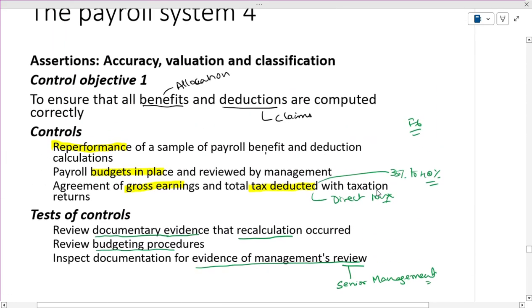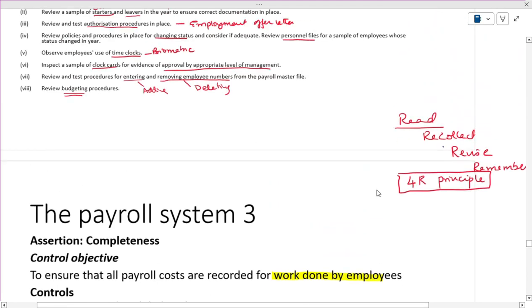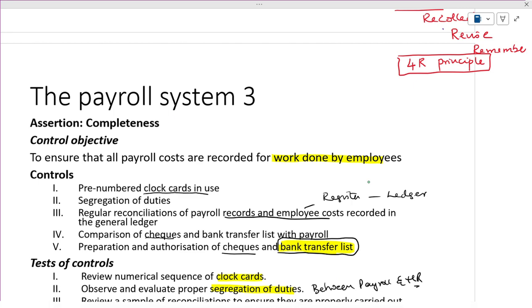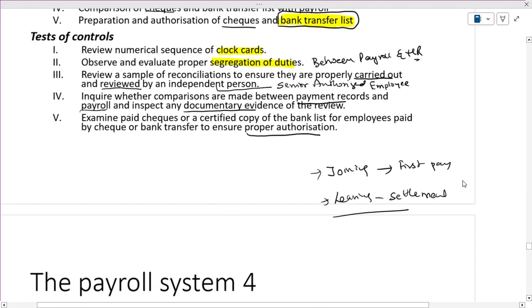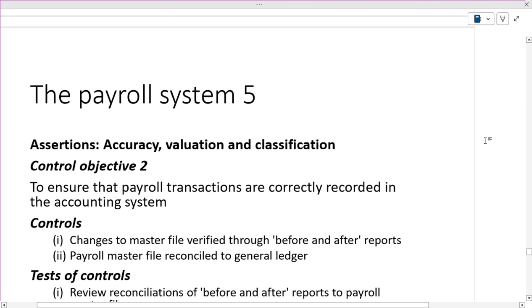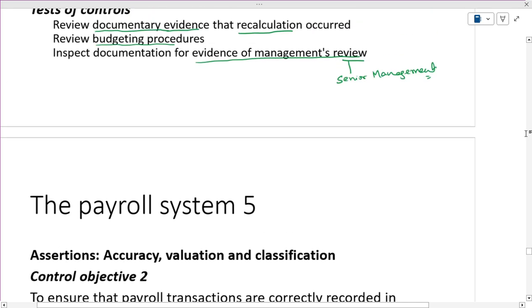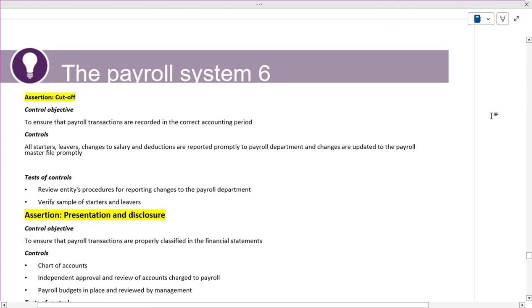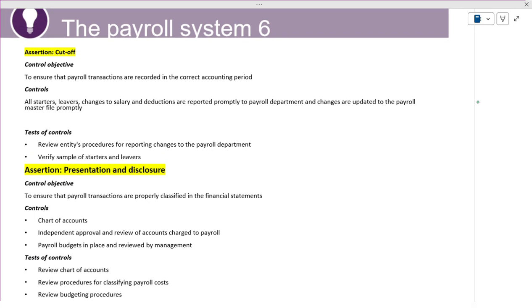Same thing. What are the assertions? If you take into consideration, the assertions are occurrence and existence. The occurrence is with respect to completeness. The occurrence is with respect to valuation. Valuation, this you have to memorize. The only thing is assertion 5. In terms of valuation it is 2, you have 3.1 and 3.2. Objective 1 and objective 2. Same thing, you have cutoff, and you have presentation and disclosure.